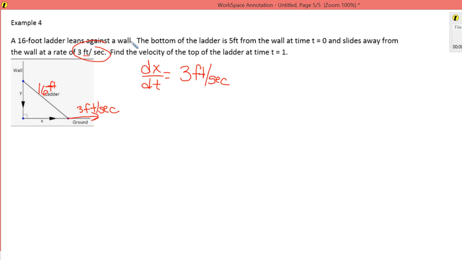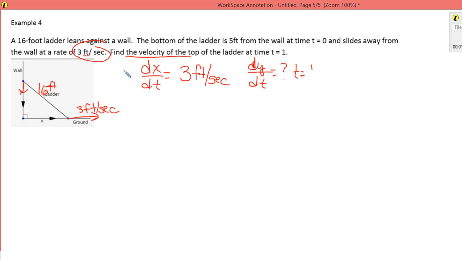They want us to find the velocity of the top of the ladder. So the velocity is how fast the ladder is moving down the wall. It is the rate of change of y. So what they want us to find is dy/dt. And they want us to know that when t equals 1.